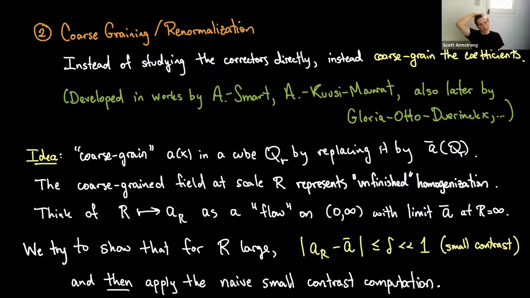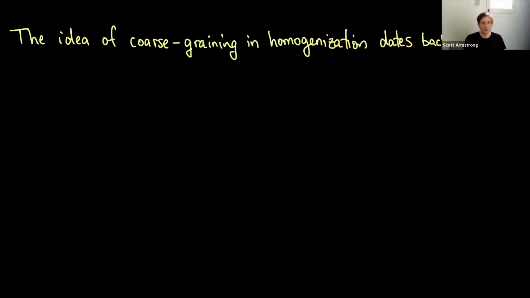Okay, so this is what I think of when I think of coarse-graining. You think of the mapping which takes r to the coarse-grained coefficients at scale r. You think of that as a flow of scales from 0 to infinity, where the eventual limit is A bar. And we want to show that for r very large, you eventually get close to A bar, close enough that you can somehow make that naive small contrast computation actually work. And then you can prove your GFF like that, okay? So that is the idea.